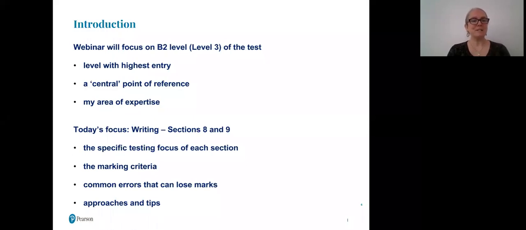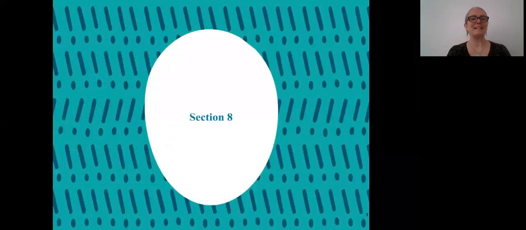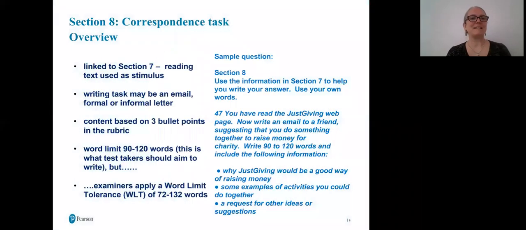So as I've said, we're going to look at the specific testing focus of each of the 2 writing sections. We're going to go over the marking criteria. We'll cover some of the common errors that can lose valuable marks for your candidates, and I'll offer approaches and tips. So let's make a start on section 8.